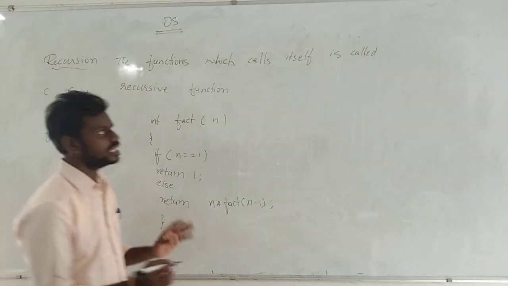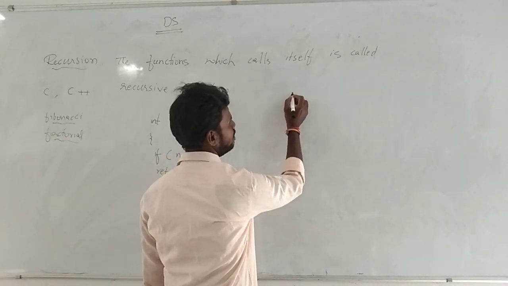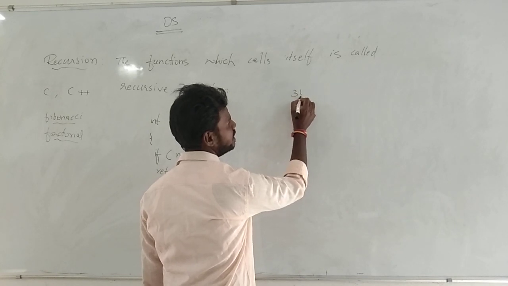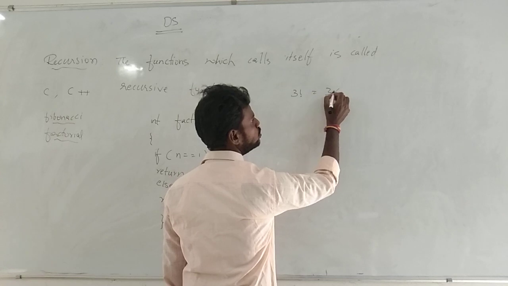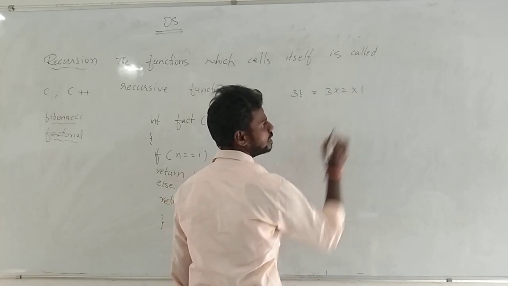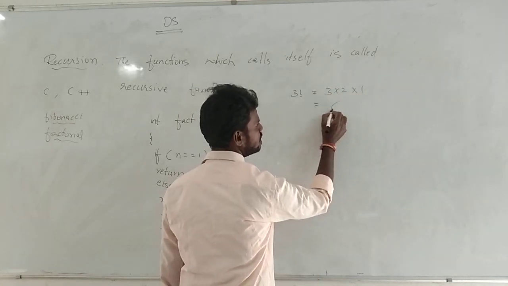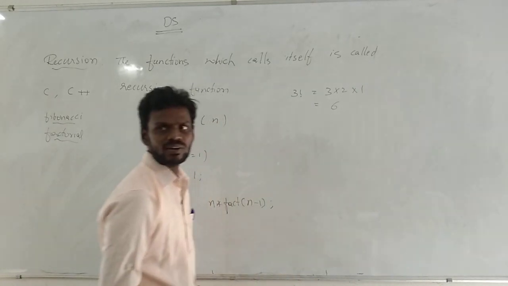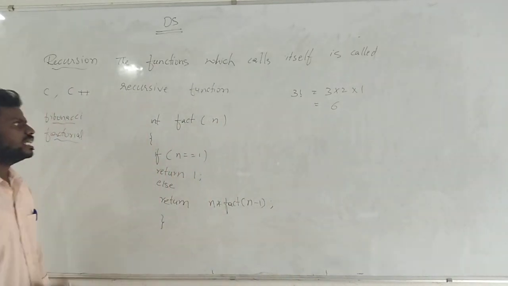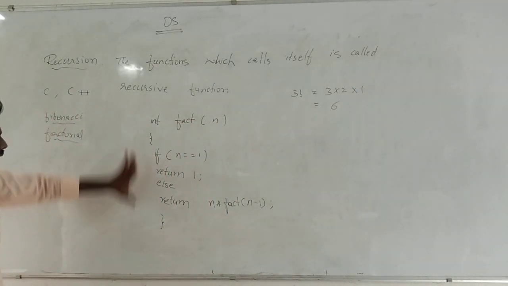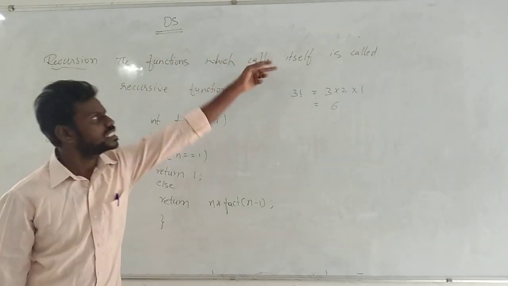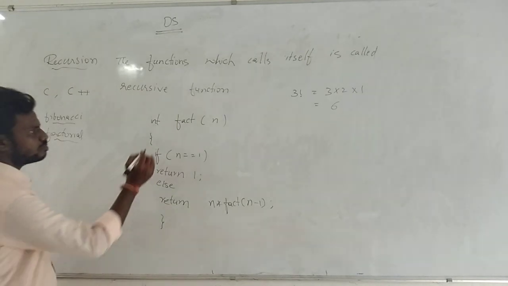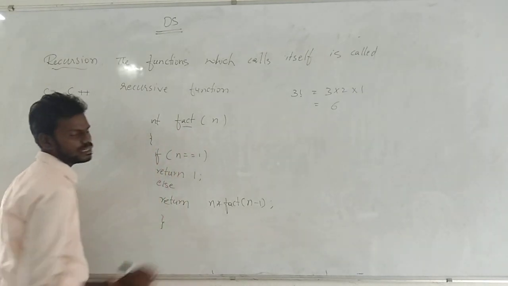In general, for example, if I am finding the factorial of 3, it will be found like this: 3 into 2 into 1, and the final answer will be 6. Like this we will be finding the factorial of a given number. In order to do that, I am writing this code. The function which calls itself is called a recursive function. My factorial function is a recursive function.